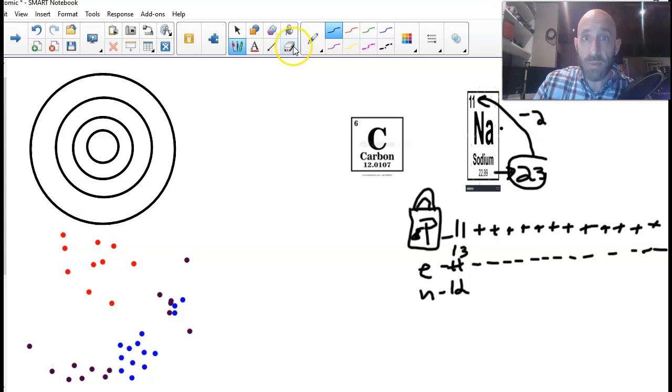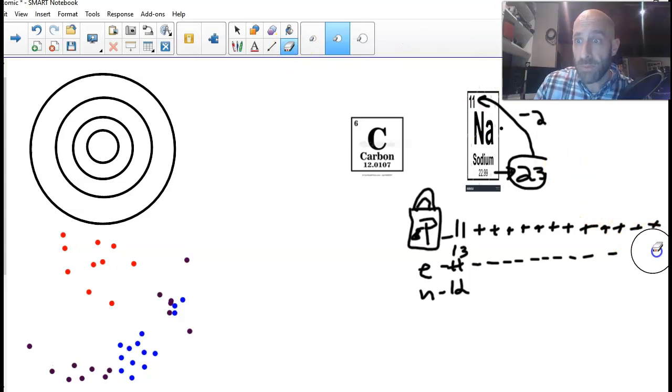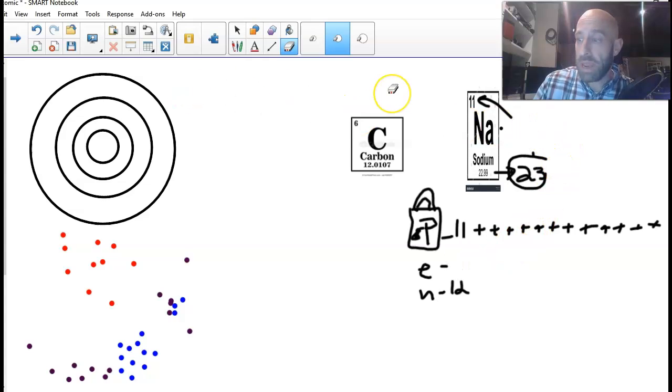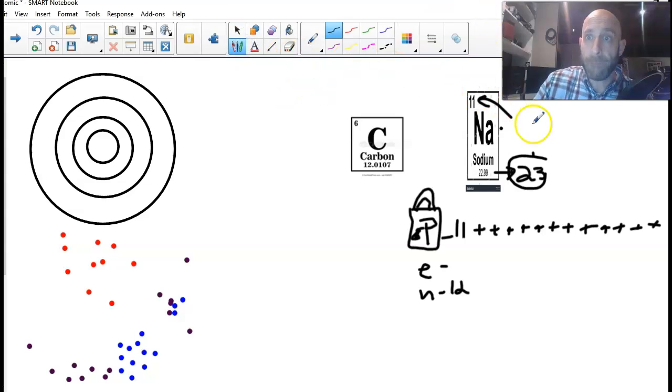Let me give you another example. Let me just erase this here. Instead of it being a -2 charge, now it is a +2 charge. So now it's got a +2 charge instead of a -2 charge. Originally there were 11, so I'm going to draw my 11 back. I shouldn't have erased those.